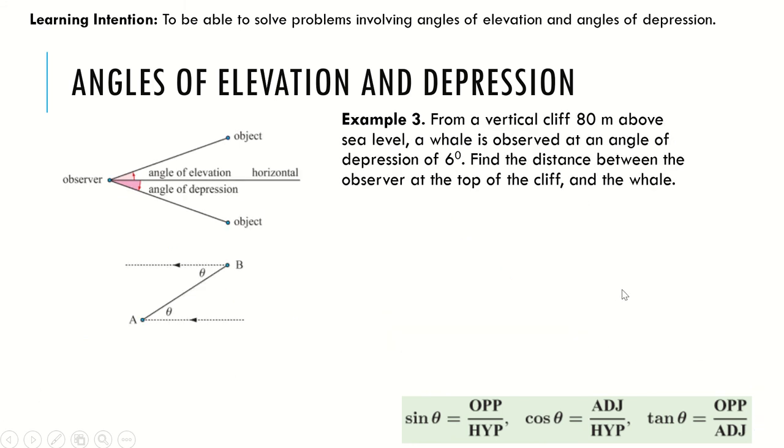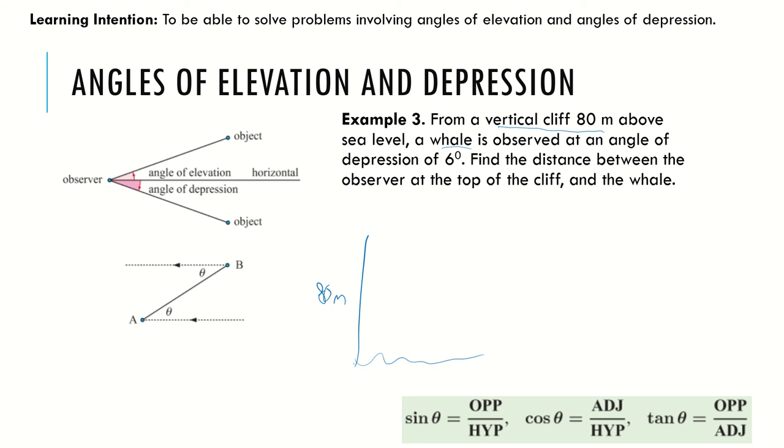Now, third example. So, from a vertical cliff 80 meters above sea level. So, we have the sea, we have a cliff, and the cliff is 80 meters above sea level. So, we have a height of 80 meters. Vertical cliff, a whale is observed at an angle of depression of 6 degrees.